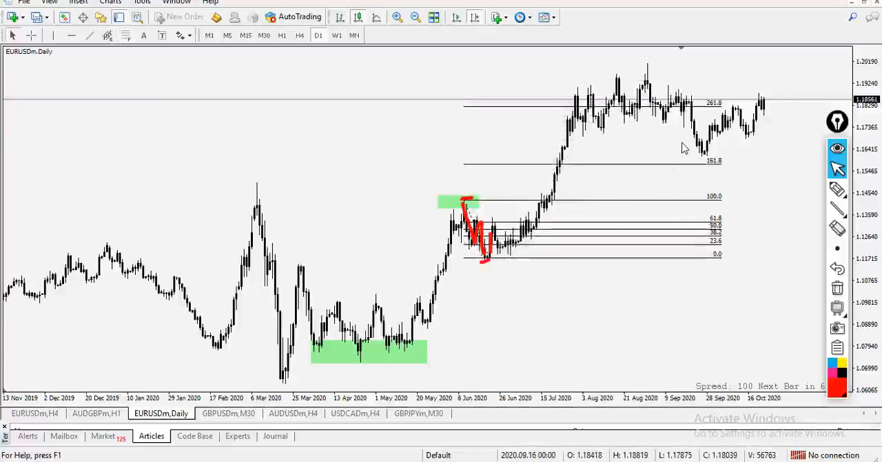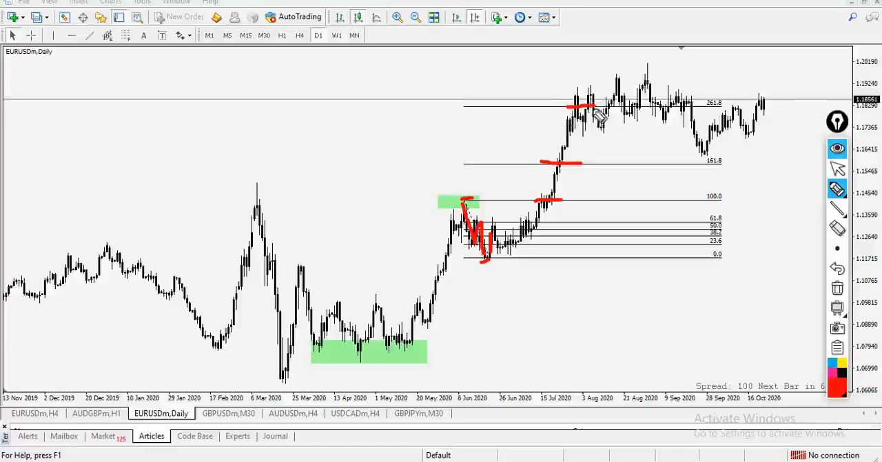So what are the extensions we have? We have 236, 382, 50%, 618, 100, 1618, and 2618. Remember, this is an extension. The extension is used to determine where you are going to take your profit. So you can decide to take your profit anywhere. Here is a good place, here is a good place, and this is almost a swing high.